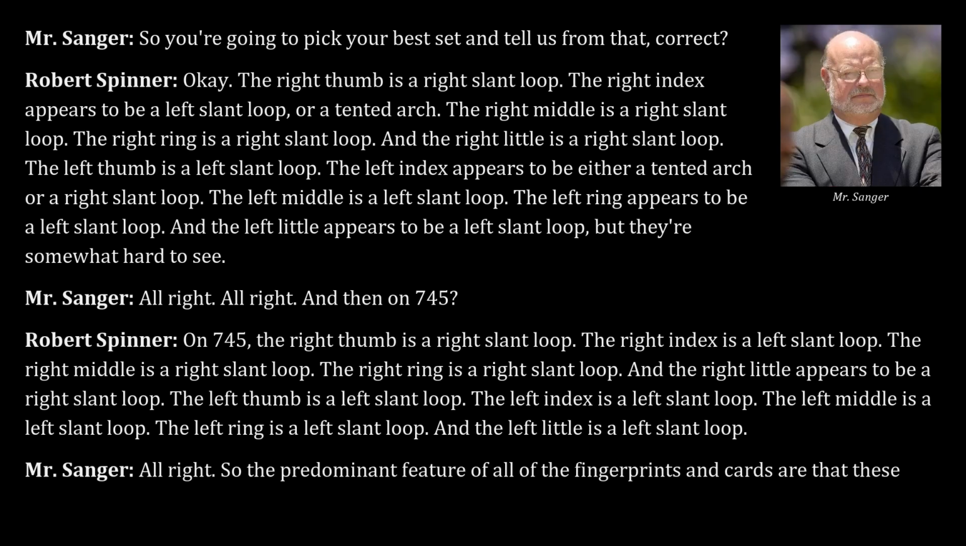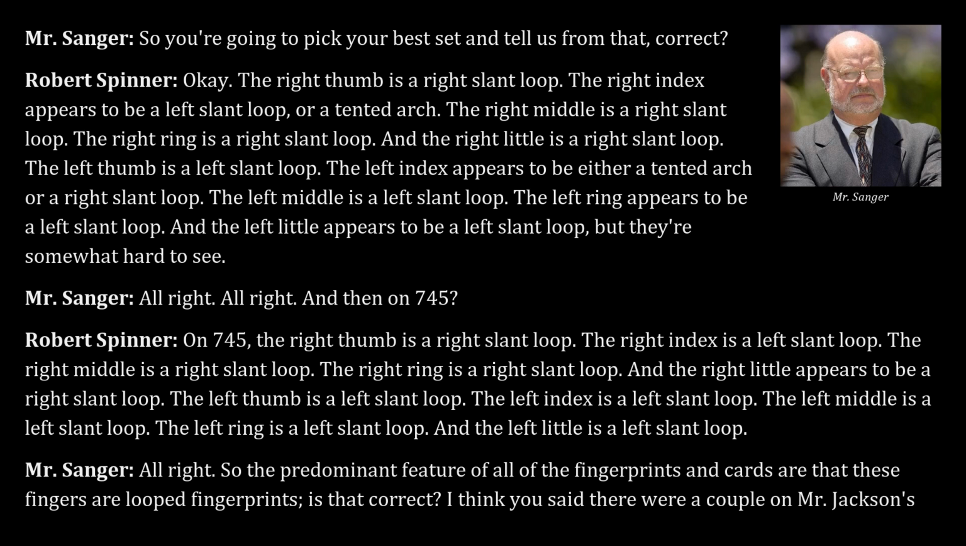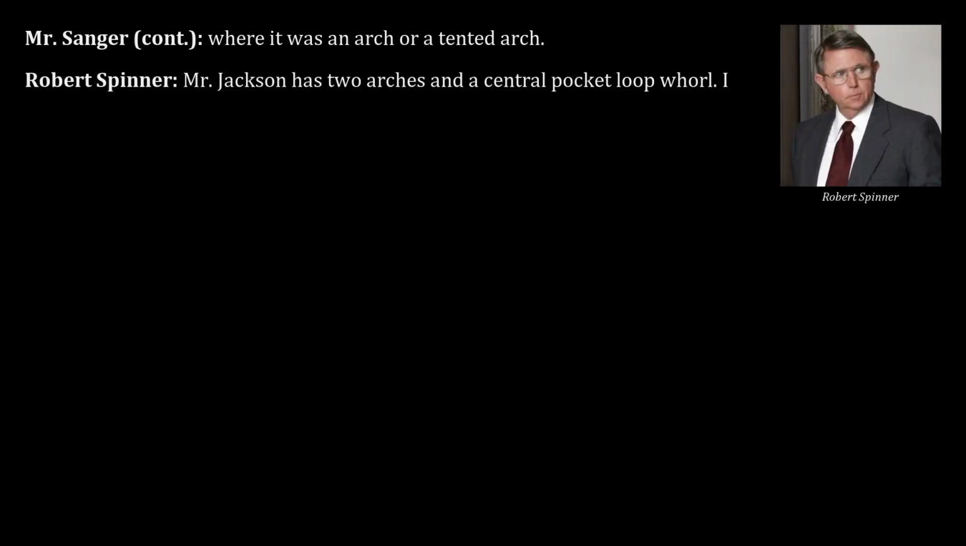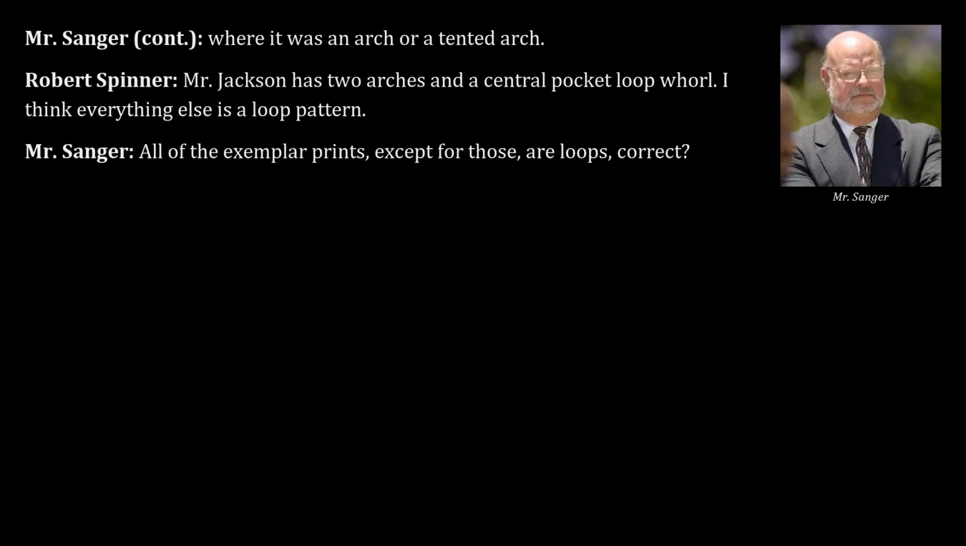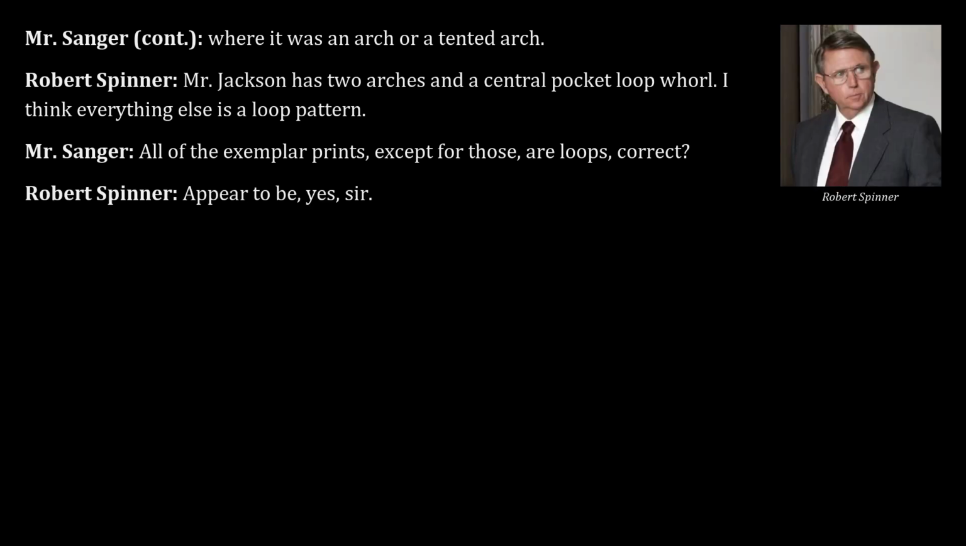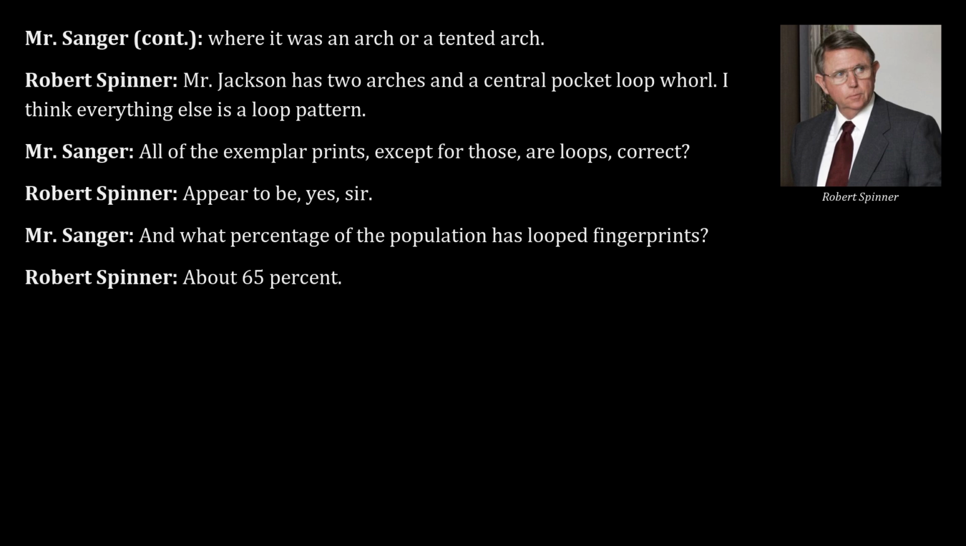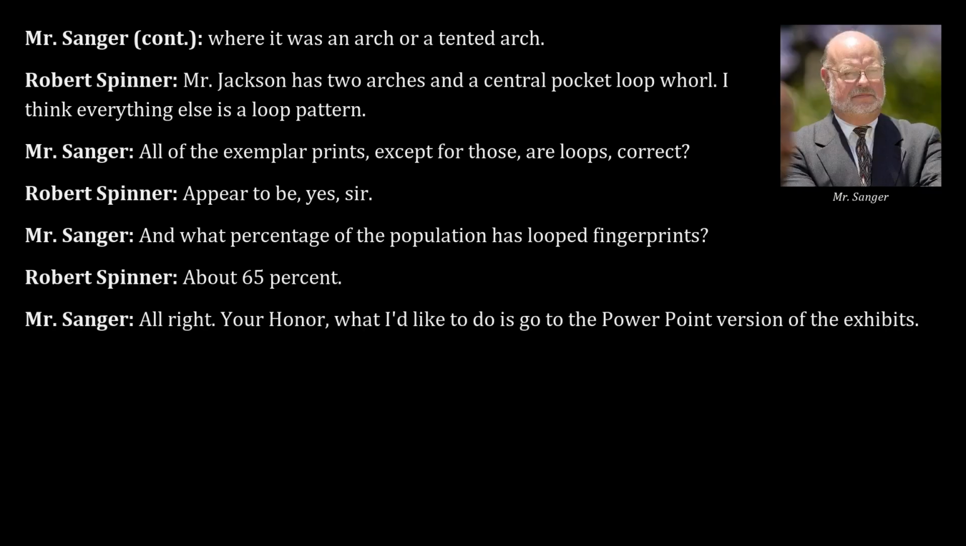Alright, so the predominant feature of all of the fingerprints on the cards is that these fingers are looped fingerprints, is that correct? I think you said there were a couple on Mr. Jackson's where it was an arch or a tented arch. Mr. Jackson has two arches and a central pocket loop whorl. I think everything else is a loop pattern. All of the exemplar prints, except for those, are loops, correct? Appear to be, yes, sir. And what percentage of the population has looped fingerprints? About 65%. Alright, Your Honor, what I'd like to do is go to the PowerPoint version of the exhibits.